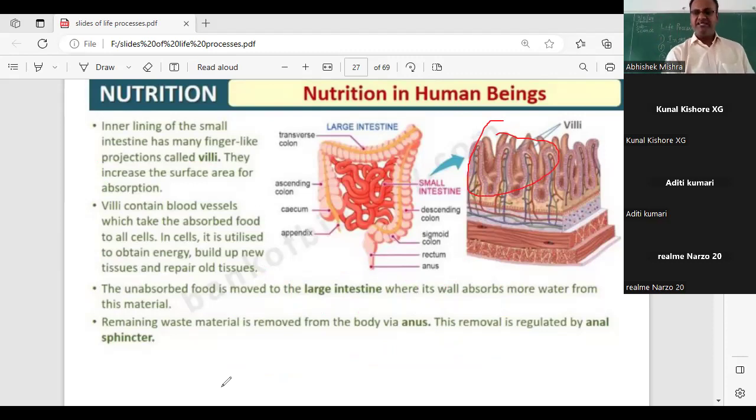That means the food is digested, and now where will the digested food go? Through absorption by the villi, and these villi contain blood vessels, which take the absorbed food to all the body cells. And it is in the body cells that respiration will occur, the food will be oxidized, and energy will be liberated.